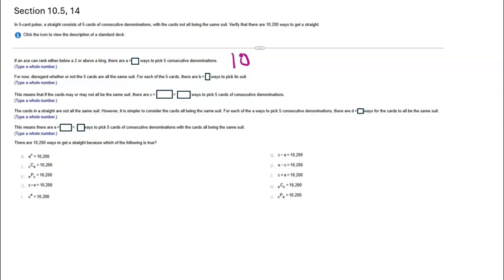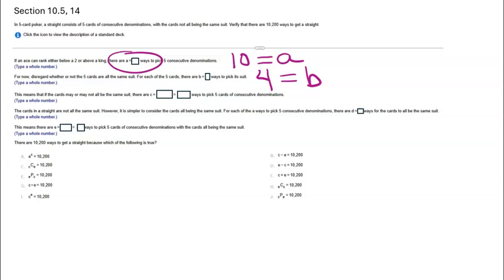By the way, let's keep up with what we call these things too. So this is 10, and they call that A. It says it right there in the problem. Now, what we're about to find is B. How many ways can you pick a suit? Well, there are 4 suits for every denomination. So the answer is 4, and they're calling that the variable B.